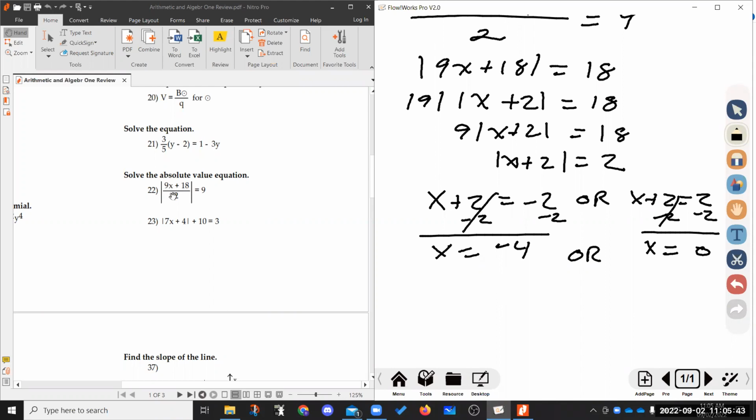9 times negative 4 is negative 36. Negative 36 plus 18 is negative 18. Negative 18 divided by 2 is negative 9. The absolute value of negative 9 is 9. Stick 0 in. 9 times 0 is 0. 0 plus 18 is 18. 18 divided by 2 is 9. The absolute value of 9 is 9. These are both good answers.